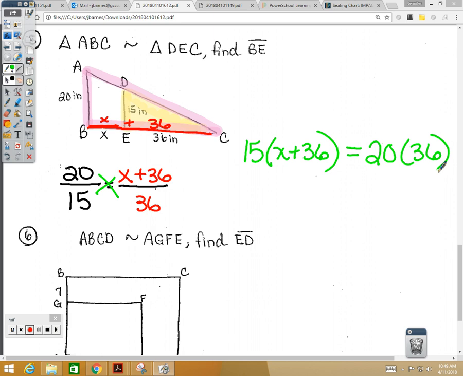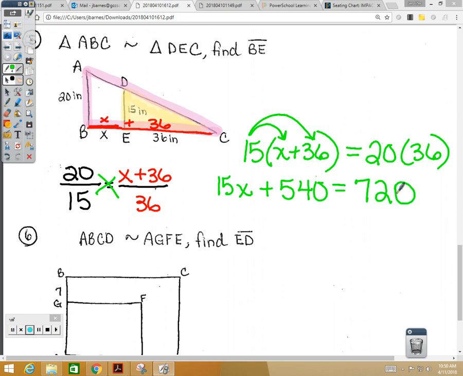How do you think that I'm going to do 15 times X plus 36? Distribute. Very good. So we're going to do 15 times X, and we're going to do 15 times 36. So that would be 15X plus, and then in my calculator I'm going to do 15 times 36, which is 540. And that's going to equal 20 times 36, which is 720.